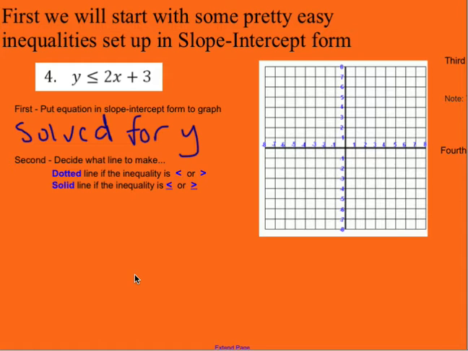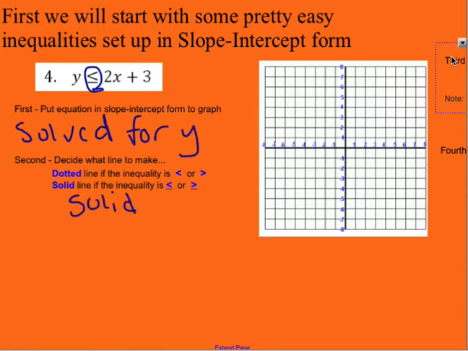So it's a dotted line if the inequality is a less than or a greater than. Okay, so if there's no line underneath, it's going to be dotted. If there is a line underneath, it's going to be a solid line. Well, I look at my symbol right here, and there is a line underneath. So my line is going to be solid.